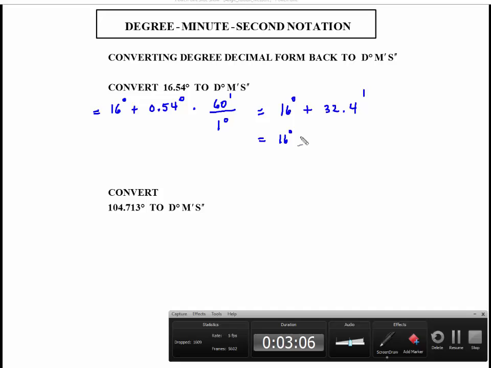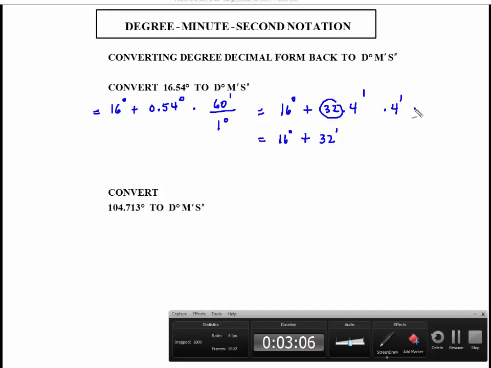This 32 minutes would be most of the answer. The degrees really don't do much here. The rest of this is going to get you the minutes and seconds. This 32 right here is the amount of minutes in the answer. Now we've got this 0.4 minutes, and we need to get that into seconds. So what would we multiply by now?